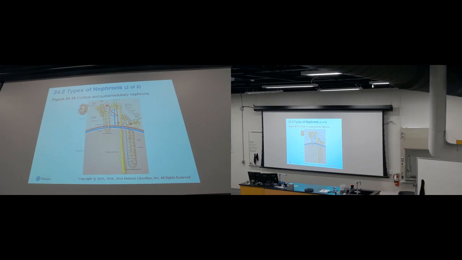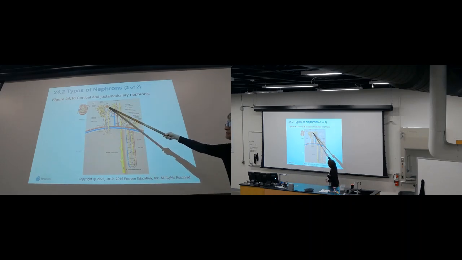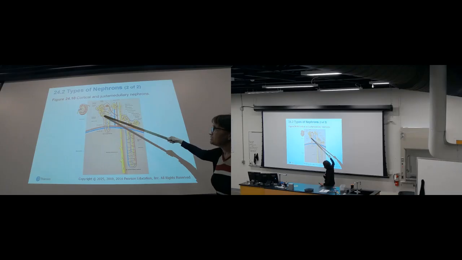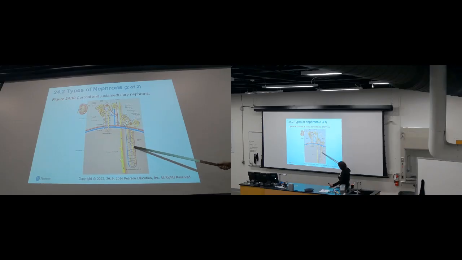These loops of Henle are surrounded by capillaries that are known as vasa recta. And this vasa recta drains into the interlobular veins. So here's the difference between the two nephron types. Cortical, closer to the cortex; juxtamedullary, next to the medulla, which is this. This cortical has a shorter loop of Henle. This one has a longer loop of Henle.